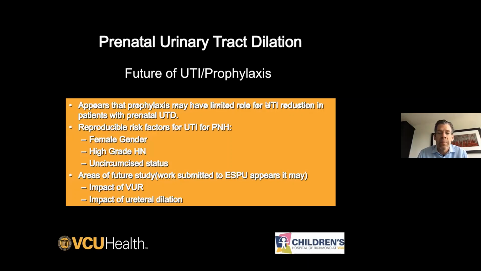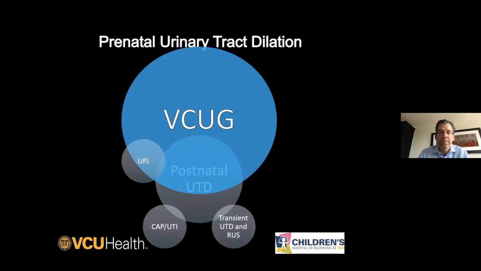We do know that reproducible risk factors are female gender, high-grade kidney dilation, and circumcised or intact foreskin. Areas of future work and work that we've submitted to the ESPU are the impact of reflux and ureteral dilation. And we are showing some positive correlation there, and more to come on that with respect to those results.